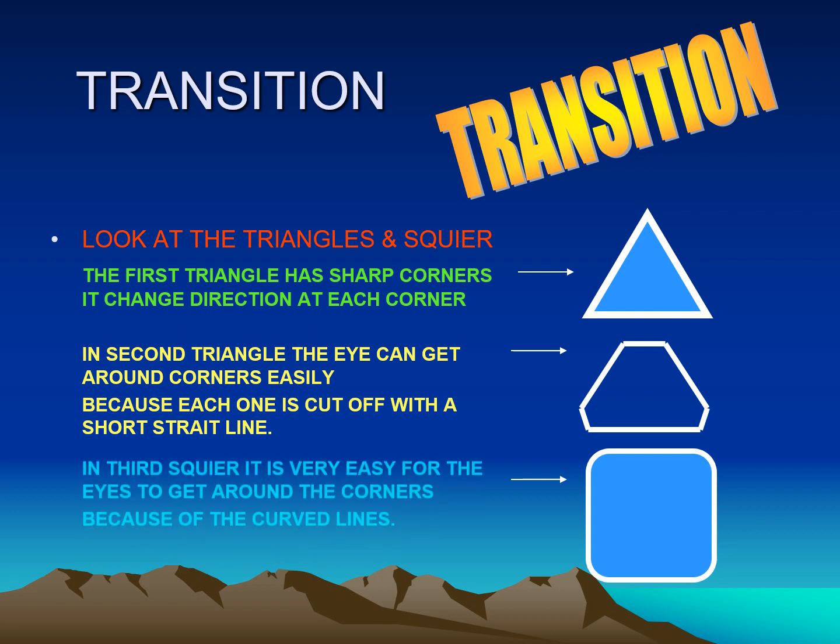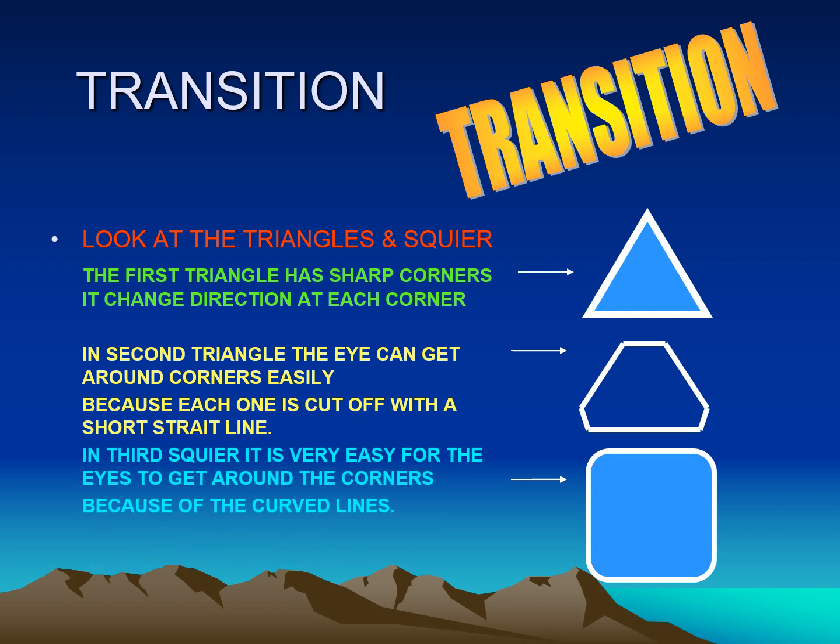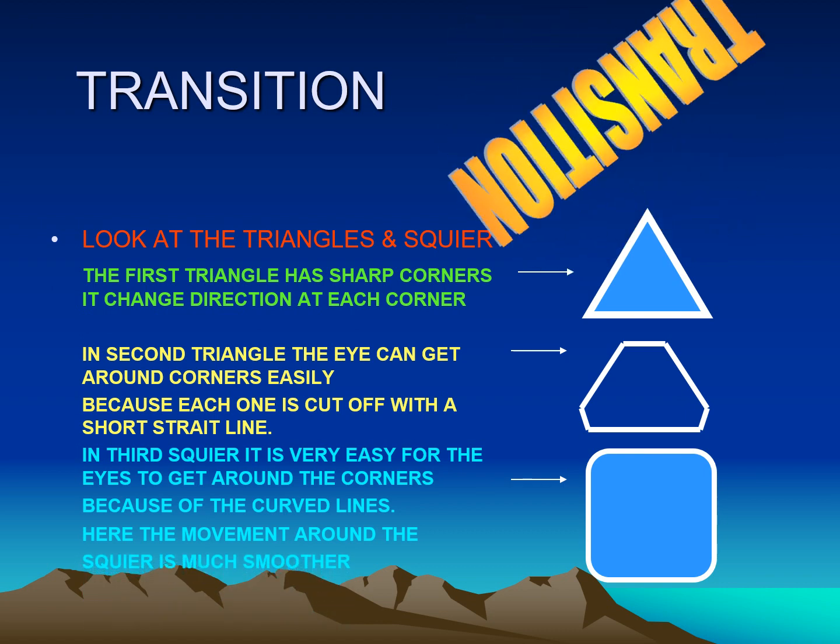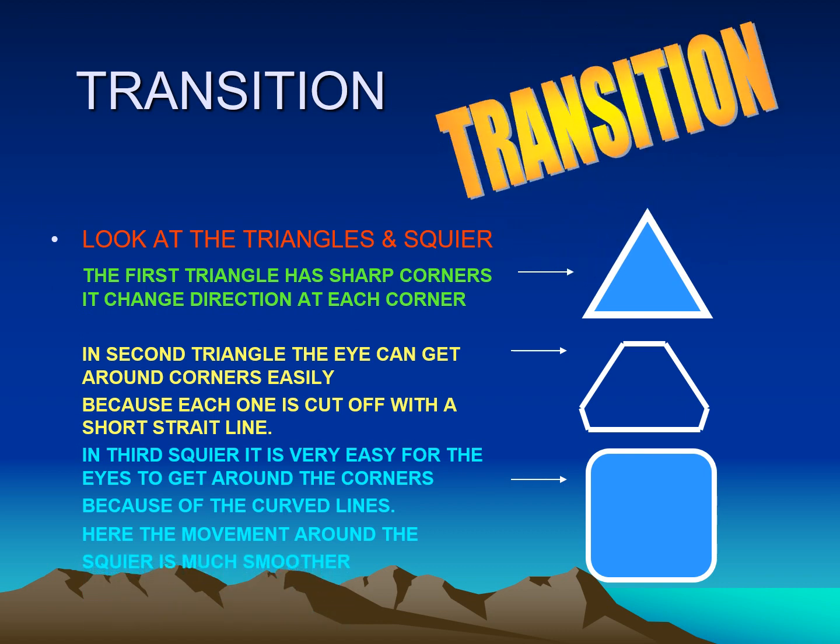In the third, the square, it is very easy for the eyes to get around the corners because of the curved lines. Here the movement around the square is much smoother. So transition is important in your work of art.